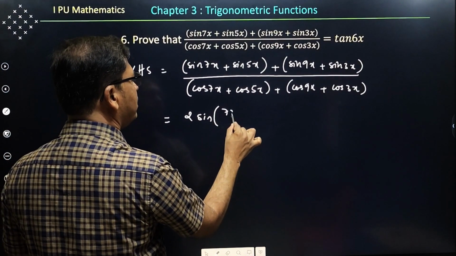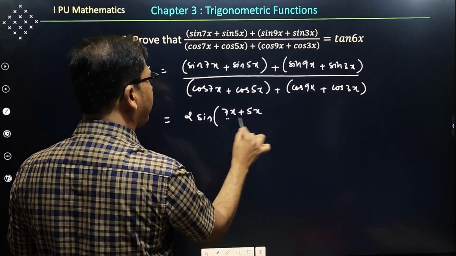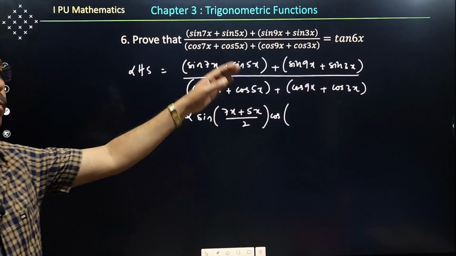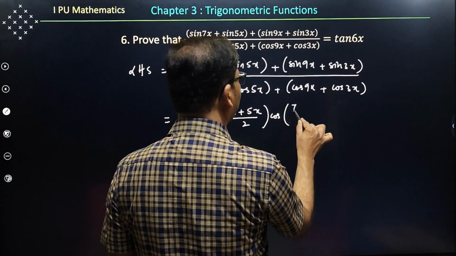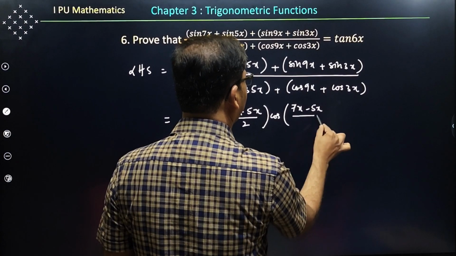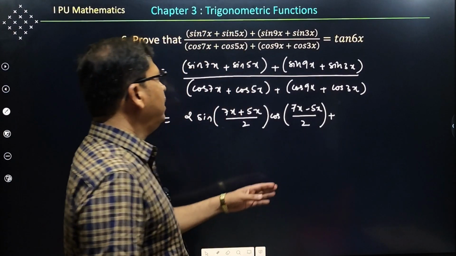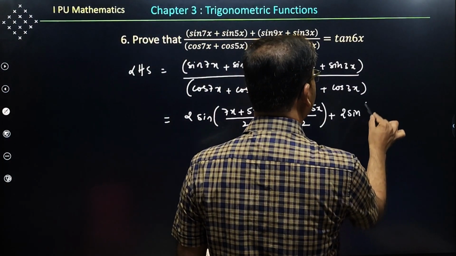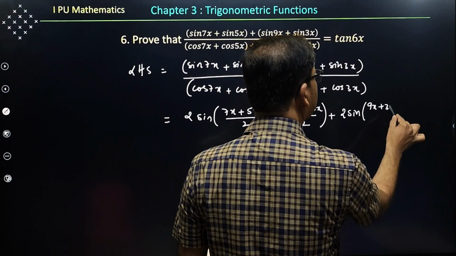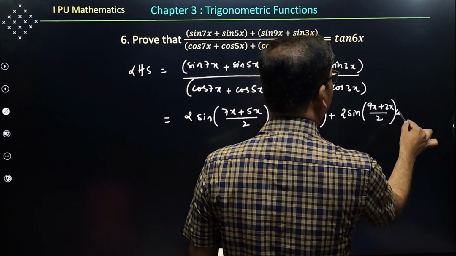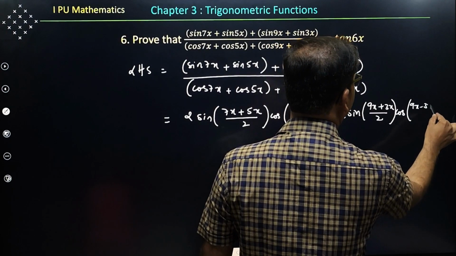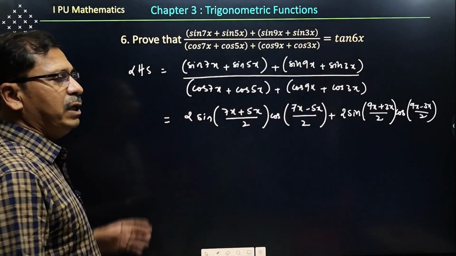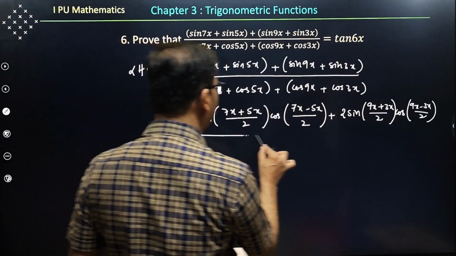2, that is 7x plus 5x divided by 2, into cos of c minus d divided by 2, that is 7x minus 5x divided by 2. Next, plus sign is there, you write plus sign. Sin c plus sin d once again. 2 into sin of c plus d divided by 2, 9x plus 3x divided by 2, into cos of 9x minus 3x divided by 2 here. I have applied once again the same formula, but the angles are different and I have written the corresponding terms.